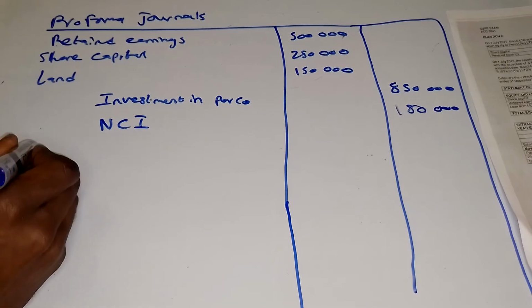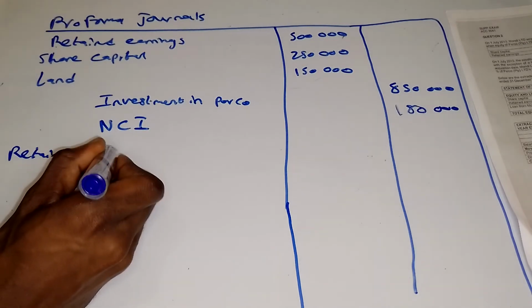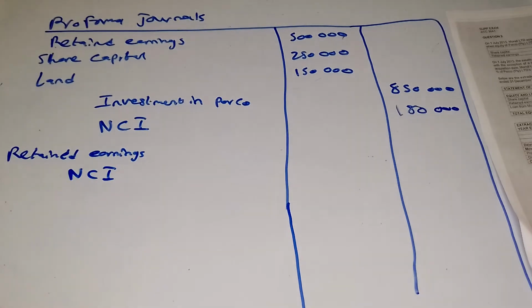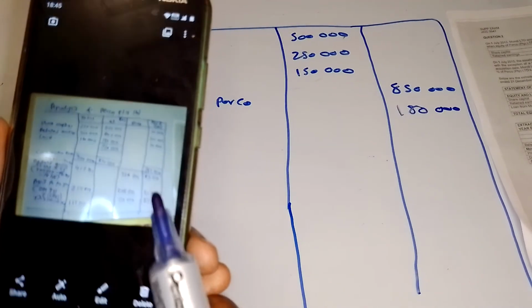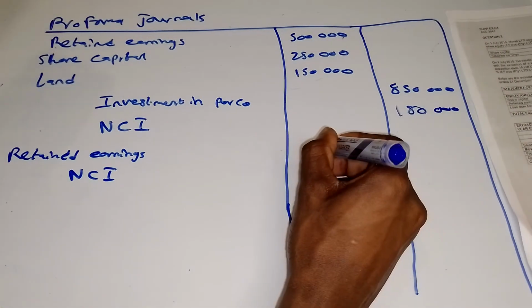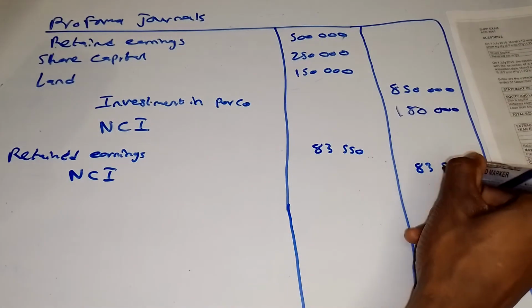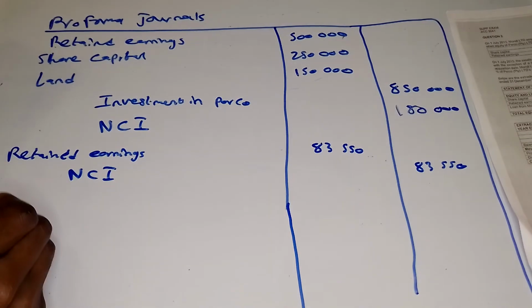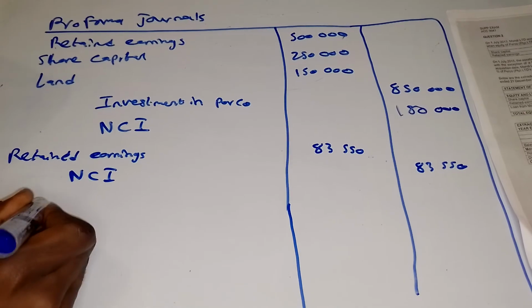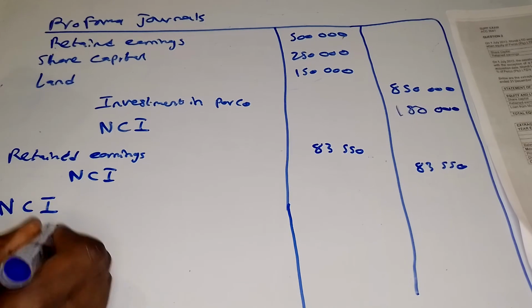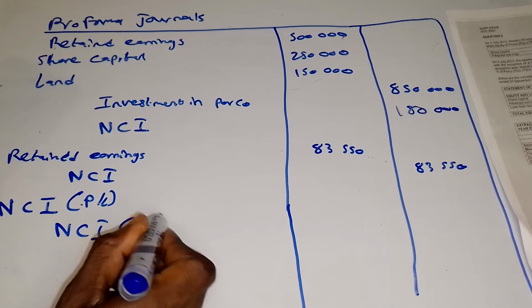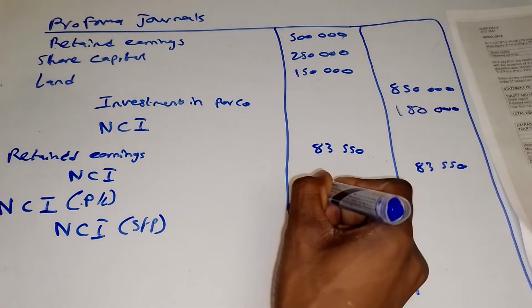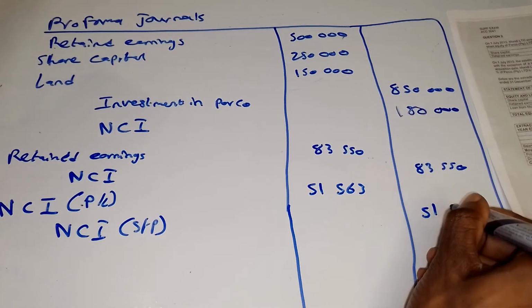Then the second journal is the retained earnings at the beginning of the current year. However, in this case, you are just allocating the NCI. The NCI is the last balance that we allocate. If you check here, this balance of NCI is the one that we are going to recognize. Okay, we found that it was 83,550 from your analysis. Also we have to recognize NCI from profit of the year, which we are going to debit NCI. However, you have to indicate that it's a profit and loss, and this one is SFP. Okay, then the amount is 51,563.